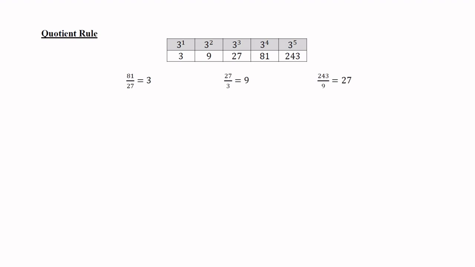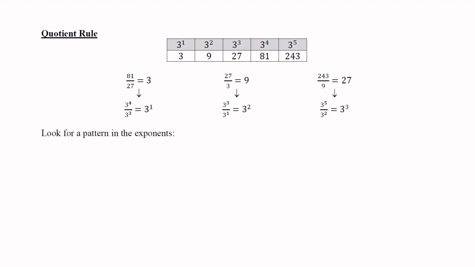Now let's do an investigation on the quotient rule. Here are some powers of 3, and here are 3 division problems. Let's substitute in for each of these values a power of 3 based on what is in the table.